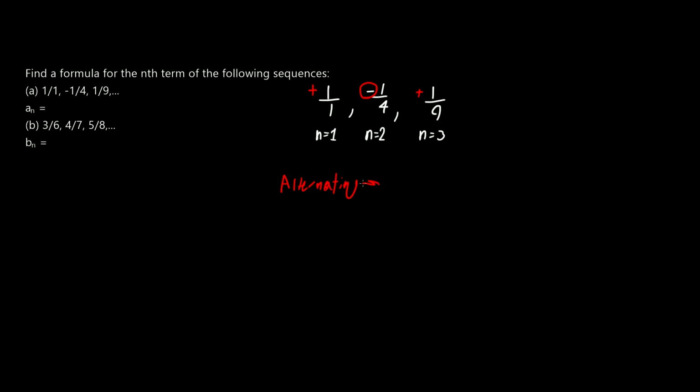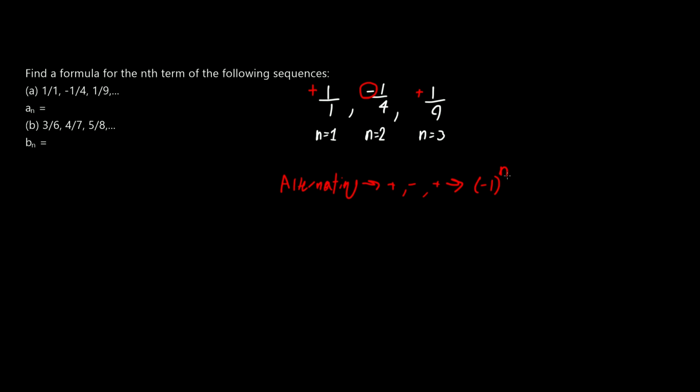So we know that it's going from positive to negative to positive. So what can we do with that? One way that we can get that fluctuating plus and minus is by having -1 to the power of n. Now you can see that if we plug in an odd number, like 1 or 3, then we will get a negative answer. We're going to have a -1, which is exactly what we have in the second term.